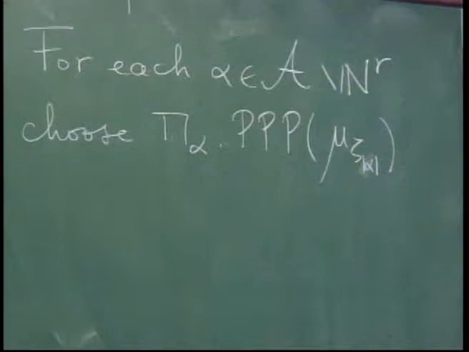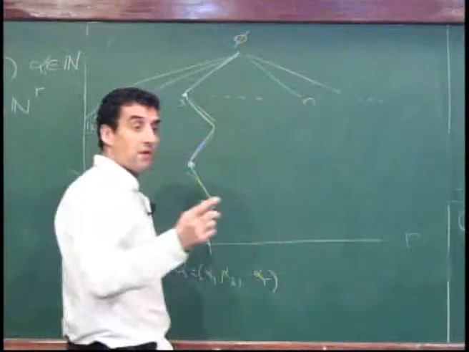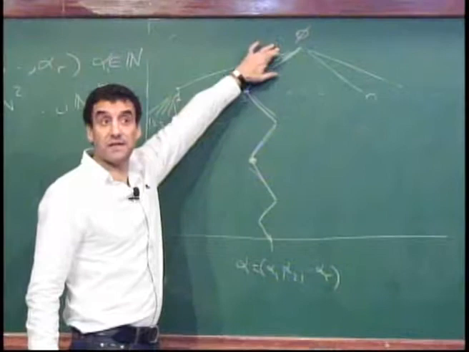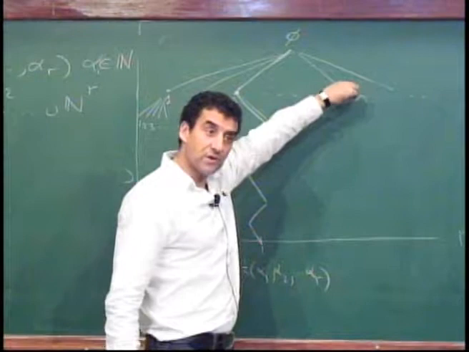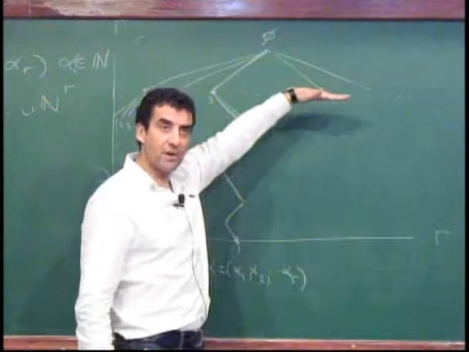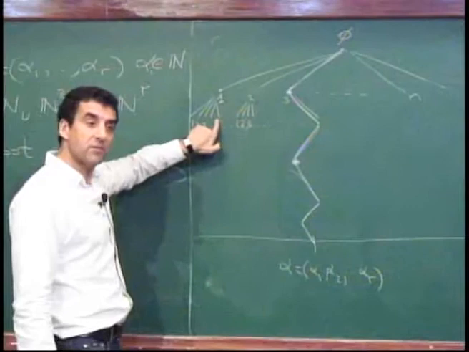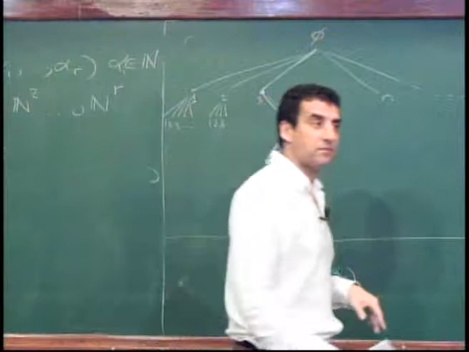At the root, I choose one Poisson Dirichlet with a parameter zeta, which is zeta zero. At each of these points here, I fix a Poisson Dirichlet independently, IIDs, with a parameter zeta, which is zeta 1. At each of these, same thing with zeta 2, etc. And I stop one level above this. All right?